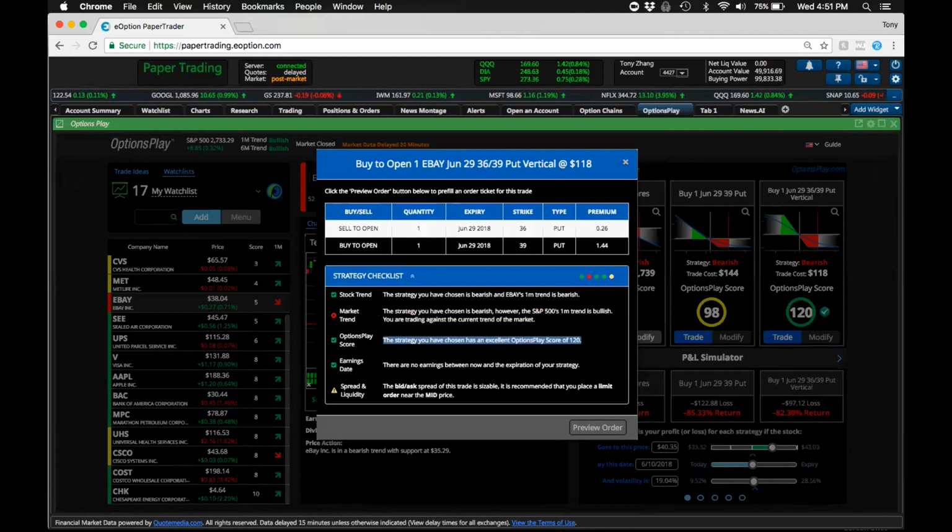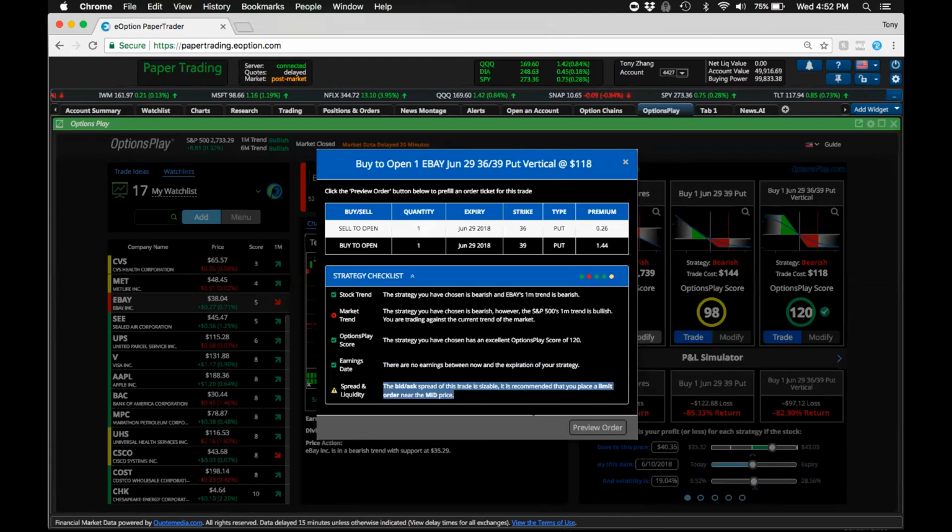It's telling you have a good options play score, so a good risk to reward. There is no earnings between now and expiration. Very important thing to keep an eye out for before you trade options is when is that next earnings date? And lastly, spread and liquidity. How liquid is this option before you go ahead and place that trade?